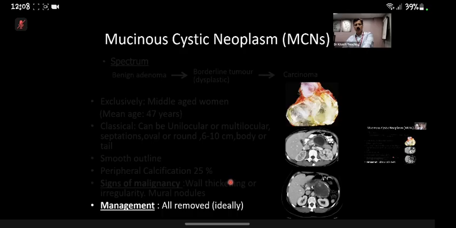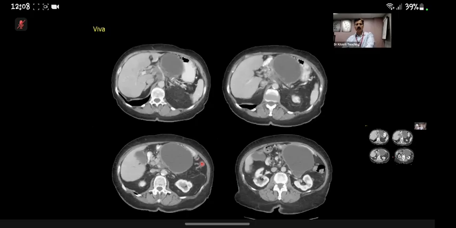Management: all should be removed, ideally speaking. But in the real world, everything is not ideal. Having said that, you should understand that this has got malignant potential. This is a very, very good case, and over to you. Then I'll tell you the story.